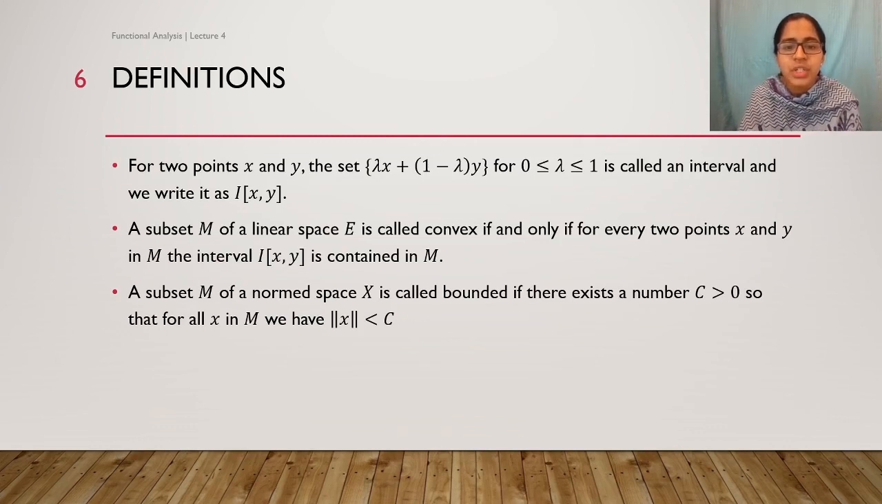Next is the definition of bounded set. A subset M of a normed space X is said to be bounded if there exists a number C greater than 0 such that for all x in M, we have norm x is less than C. So when do we call a set bounded? We call a set bounded if all its elements are bounded by a particular value C.